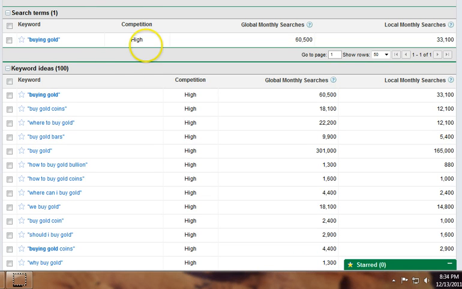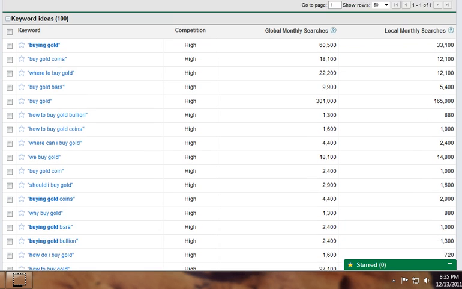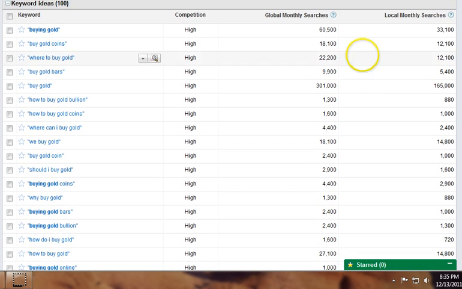This competition says high. Now, this keyword tool, if you're used to it, used to have horizontal bar graphs in it, that the more filled in they were, the higher the competition was, the less filled in, the less competition. Now they just use the words high, medium, and low. So let's take a look at some of these other words that are here. Okay, we've got buying gold at 60,000. And then we have some of these other things. Look at buy gold is high at 301,000. So just buy gold.